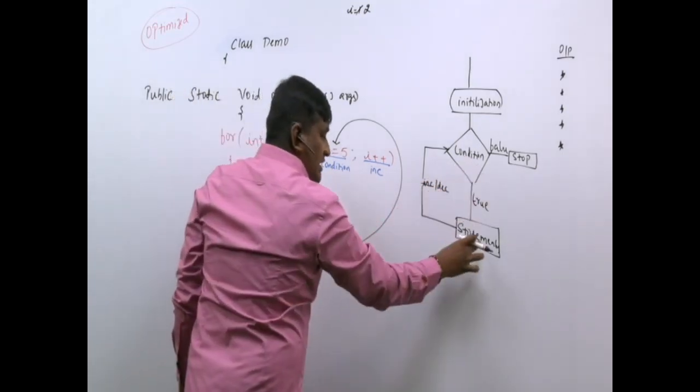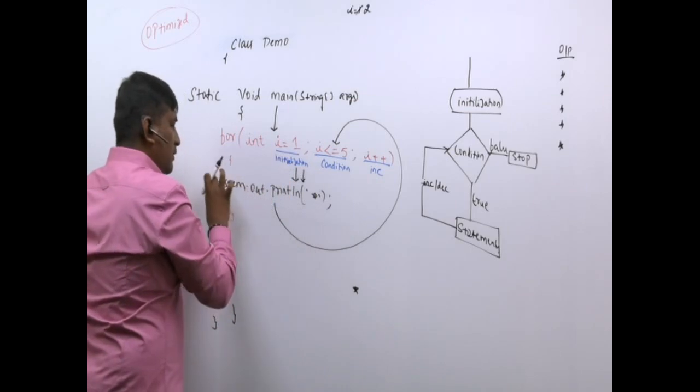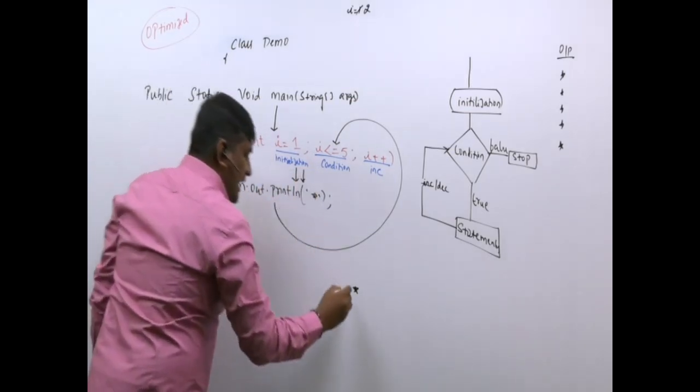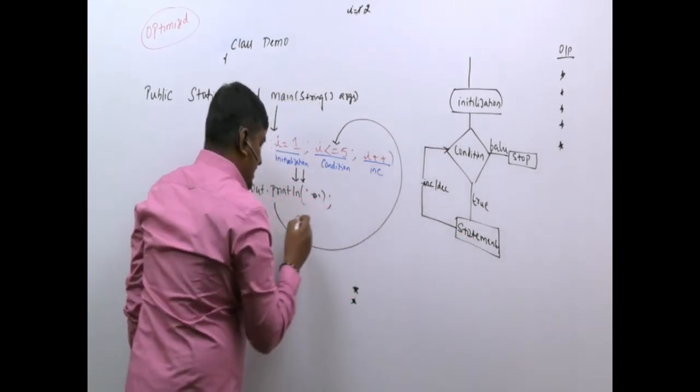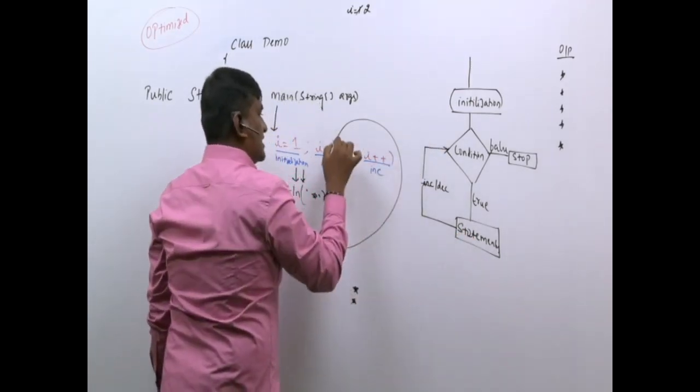Since the condition is true, execute all the statements. Only one statement I have. System.out.println, I will print what? Star. Again executing all the statements. Go back and check the condition.